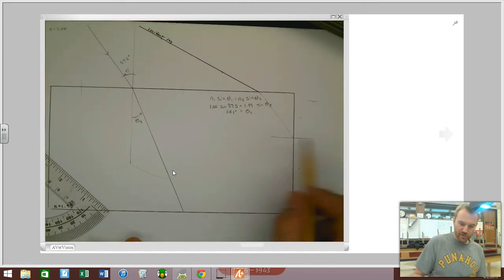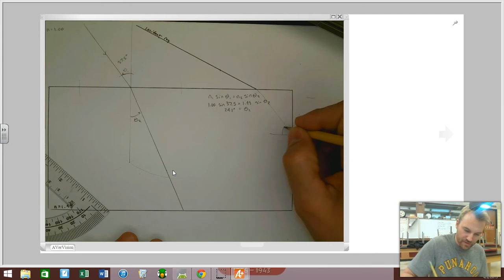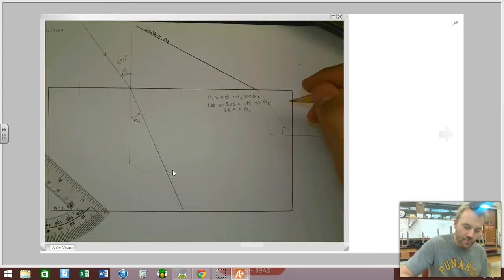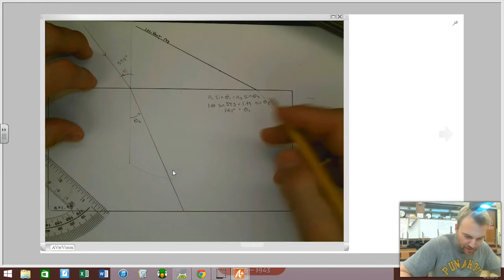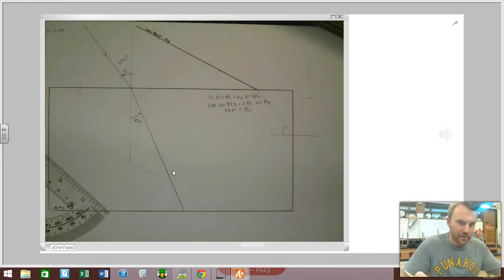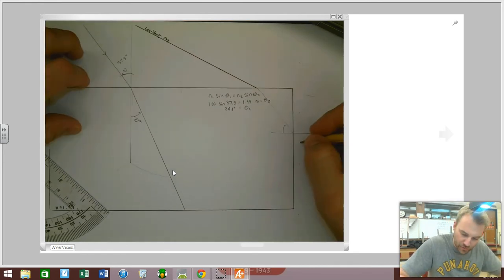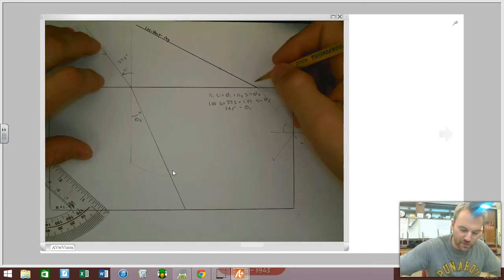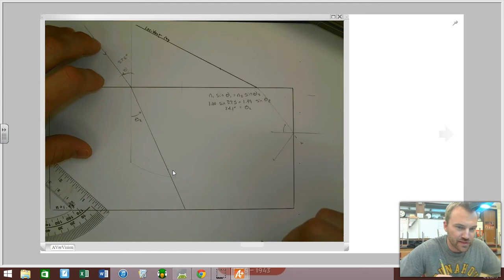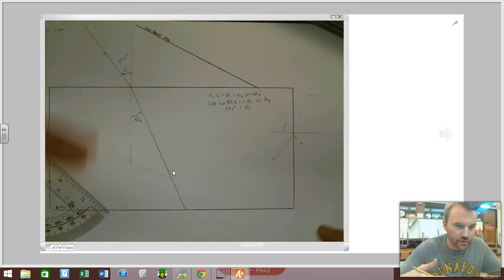Step 1, draw the normal. Step 2, measure theta 1. Step 3, plug it into Snell's law. If you get an error, that means that it doesn't go through this side, it internally reflects. So you may get some sort of reflection on the inside, and they call that total internal reflection.